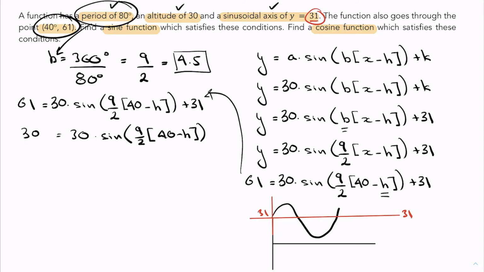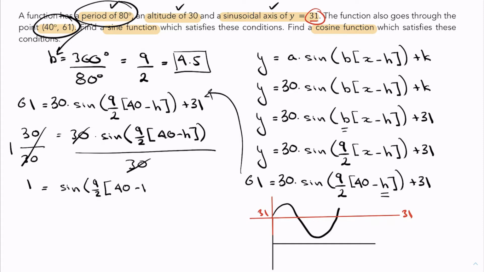And at this point, I want to get rid of that 30 in front. I can just divide both sides by 30, and by 30 here, this will cross out. This whole thing becomes a 1. So I'll write that on my next line. I got 1 equals sine 9 over 2, 40 minus h, close bracket, close bracket.